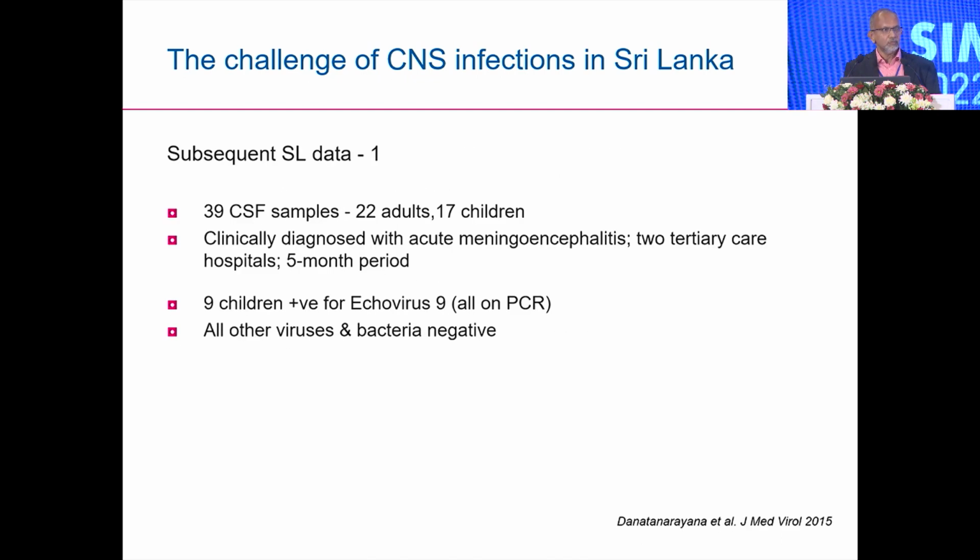So what have we found in this country after that? There have been a few other studies. So this is 39 CSF samples in 2 tertiary care hospitals where they were able to identify 9 echovirus, all in children, all by PCR. All other viruses, bacteria, everything was negative.